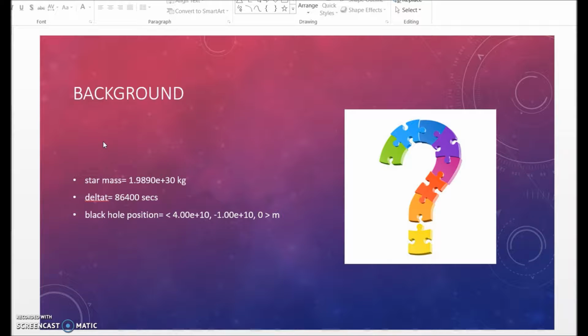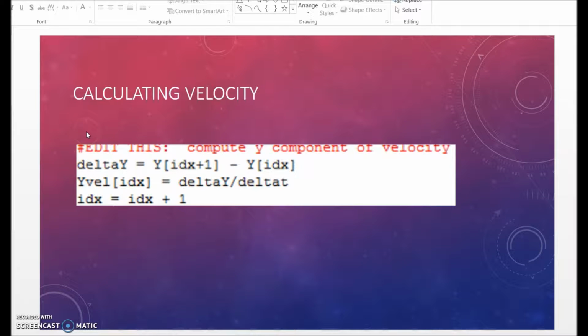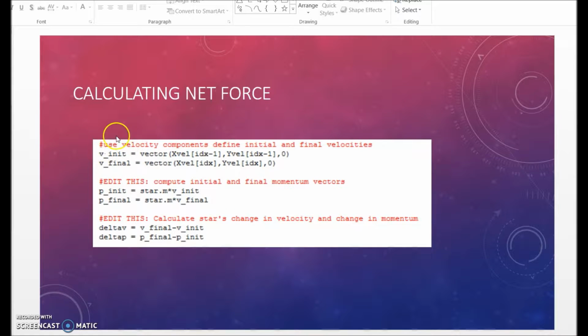Now, we were given a little bit of background information before coding the computational model. We received the star's mass, the change in time, and the black hole's position, and I inputted that information right here. Next, we were asked to find the y velocity of the star as the star moved around the black hole, and I did that like this. So after knowing the initial velocity, I was able to find the initial momentum by multiplying the initial velocity by the star's mass, and I did the same to find the final momentum, but in that case I used the final velocity. Then I calculated the change in both velocity and momentum.